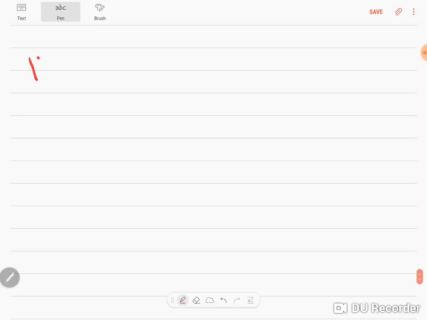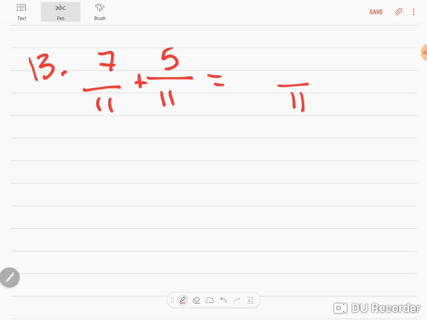Number 13. We have 7/11 plus 5/11. Common denominator stays the same with 11. 7 plus 5 is 12. There you go. That's your answer.